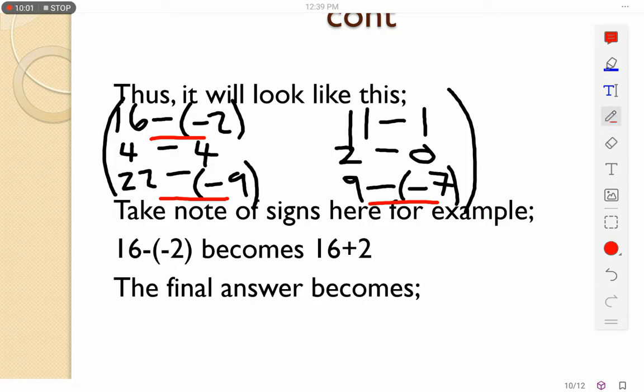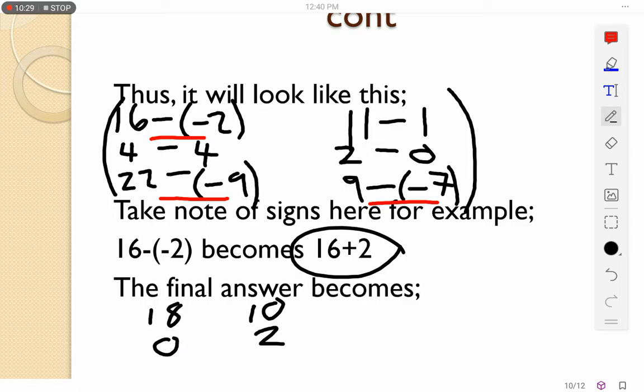So if we add those things, what do we get? That's where I'm having this minus minus. So what we have at the end of the day becomes 16 minus minus 2. We said it's going to be a plus, so we'll get 18. Then 11 minus 1, we get a 10. 4 minus 4, we get a 0. 2 minus 0, we get 2. Then the last ones, 22 plus 9, we get 31. Then 9 plus 7, we get 16. So that's how you work out these questions.